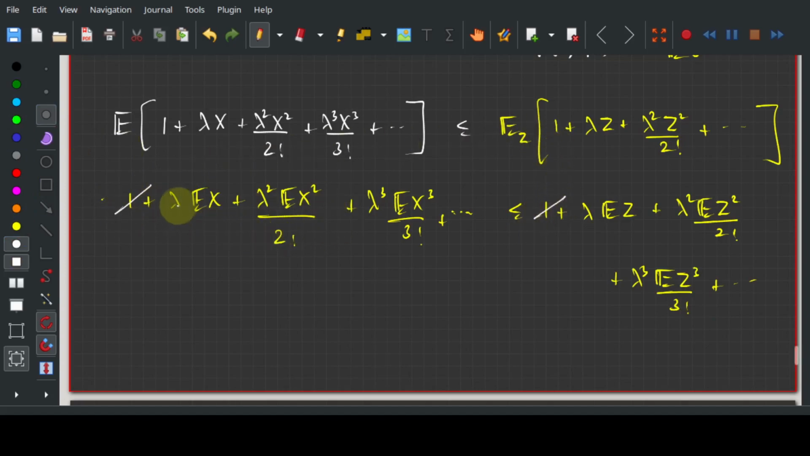What can I say about these terms? Lambda times expectation of x. What is expectation of x? 0, right? We are assuming that all random variables are 0 mean. So this is equal to 0. This is also equal to 0. And then I have a bunch of terms. So let me divide both sides by lambda square.